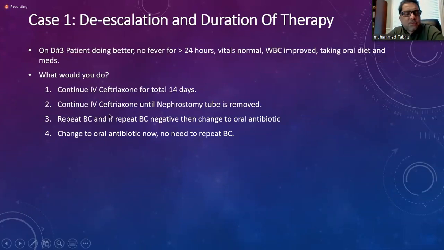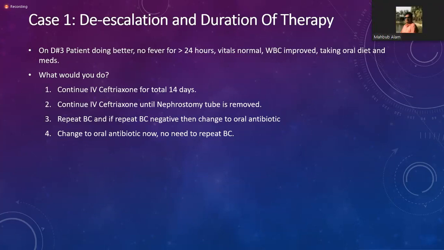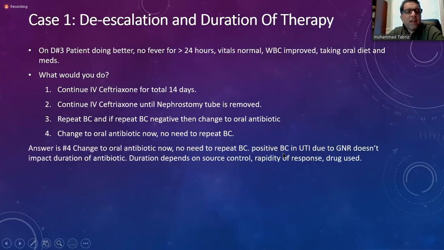The choices are continue ceftriaxone, continue ceftriaxone until nephrostomy, or repeat blood culture. That was the question, right? If the repeat blood culture is negative, then you change to oral antibiotic, or you change antibiotic now. You don't have to really worry about repeating blood culture. Oral antibiotic, absolutely. Patient is clinically doing well. Everything is improving. So change to oral antibiotic.